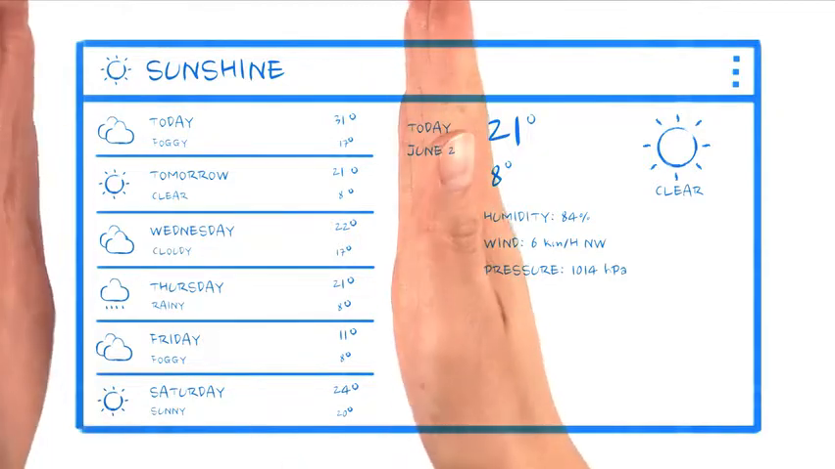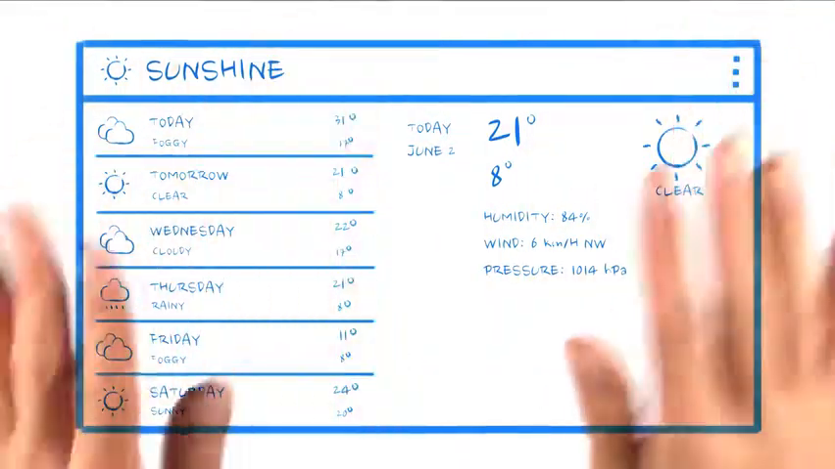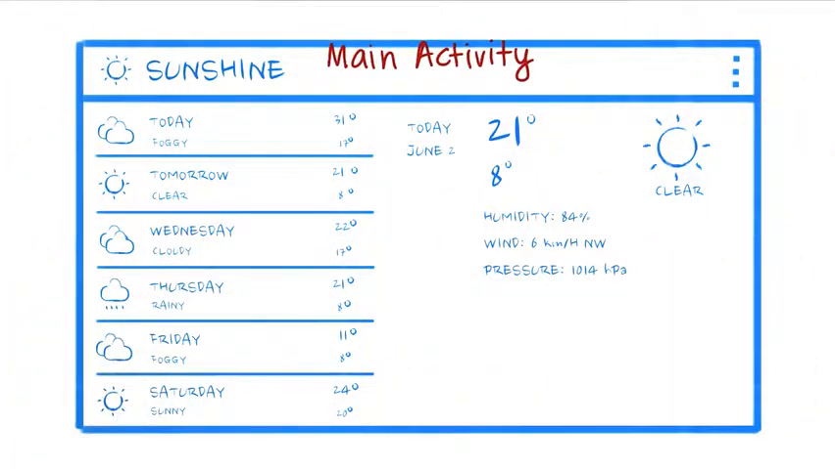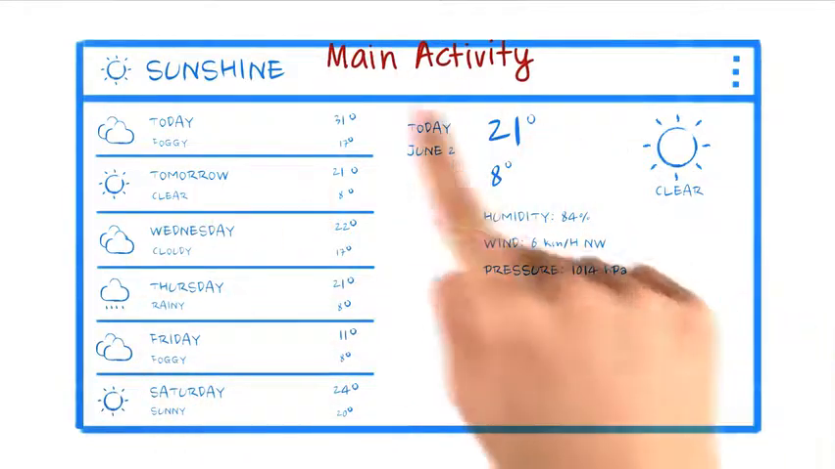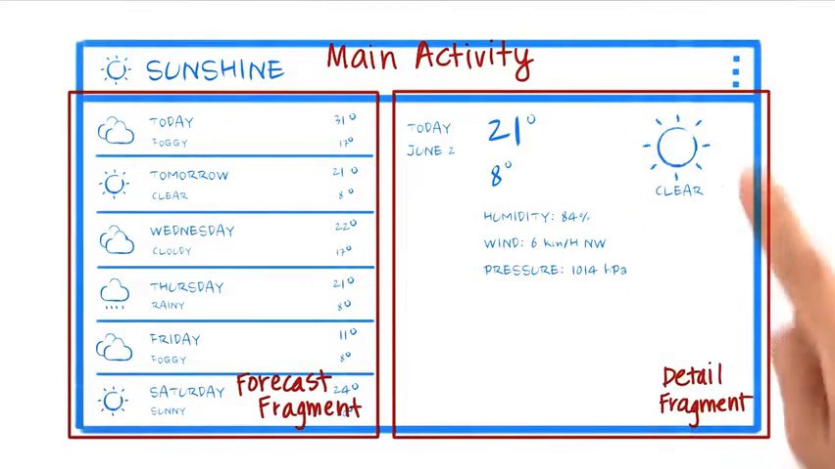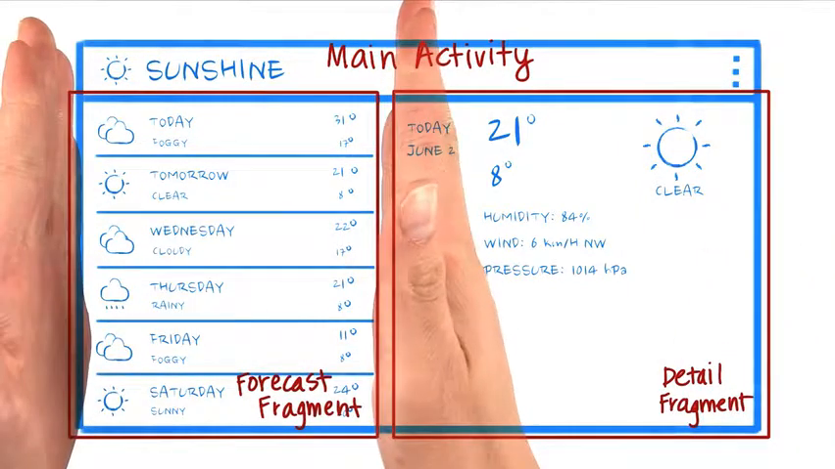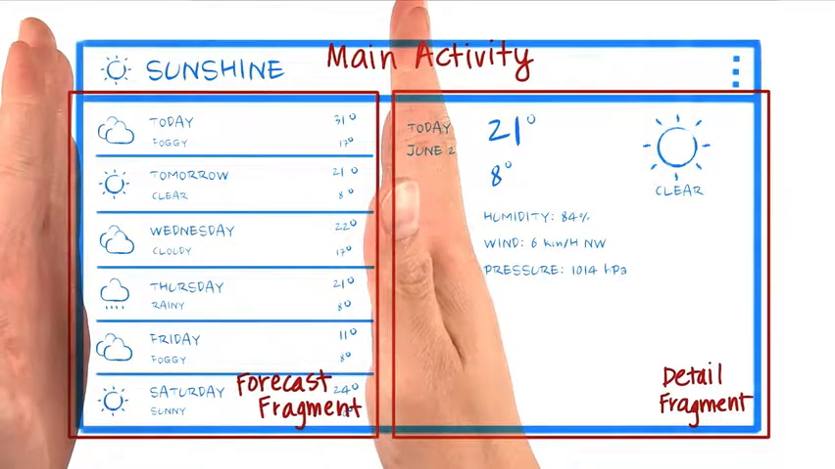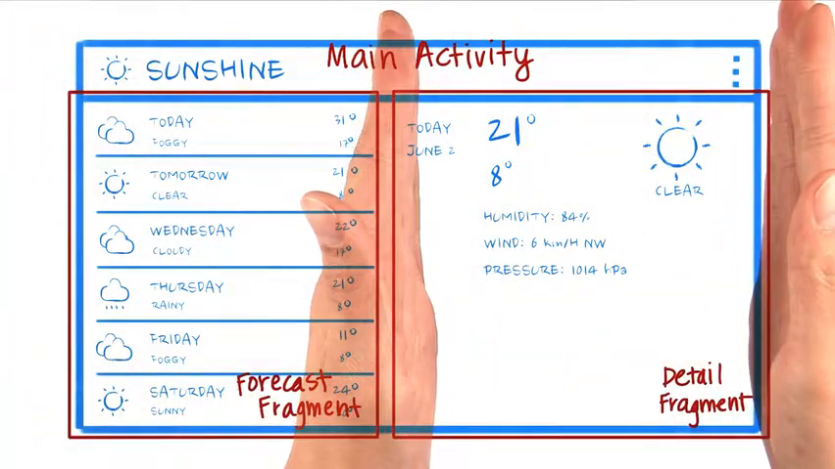In portrait mode, the columns are just a little bit narrower, but it's still a 2-pane UI. In terms of implementation, all of this will be under the main activity. Then on the left, we have the forecast fragment, and then on the right, we have the detail fragment. On the phone, we would still have the main activity with the list of forecasts, and then selecting an item would still launch the detail activity.